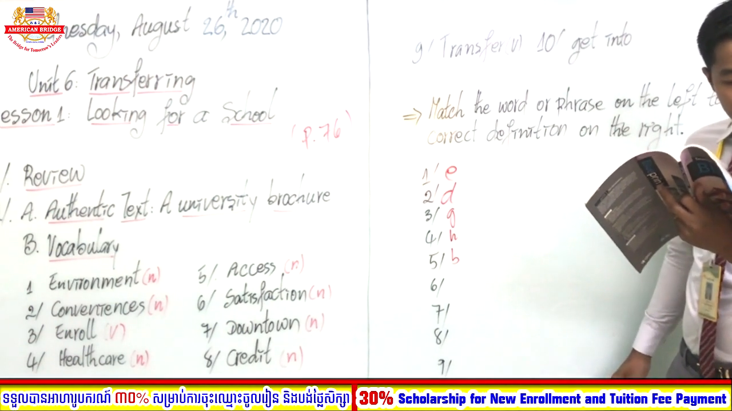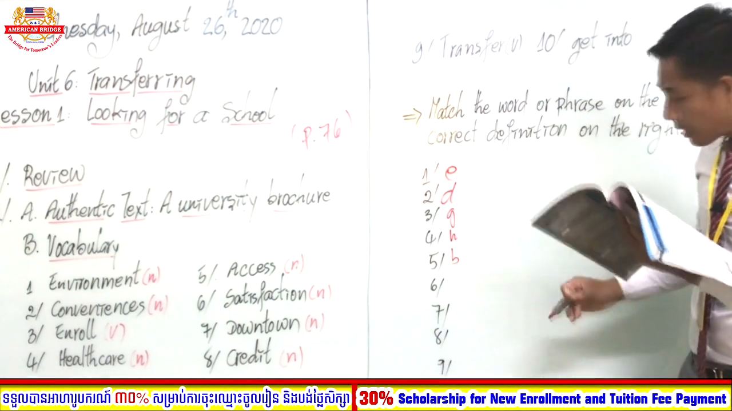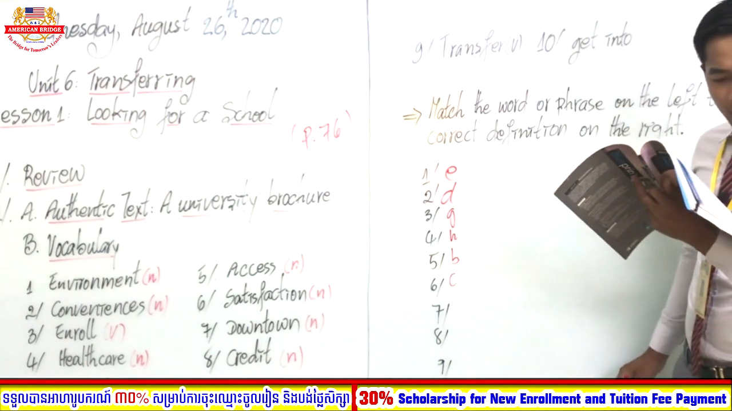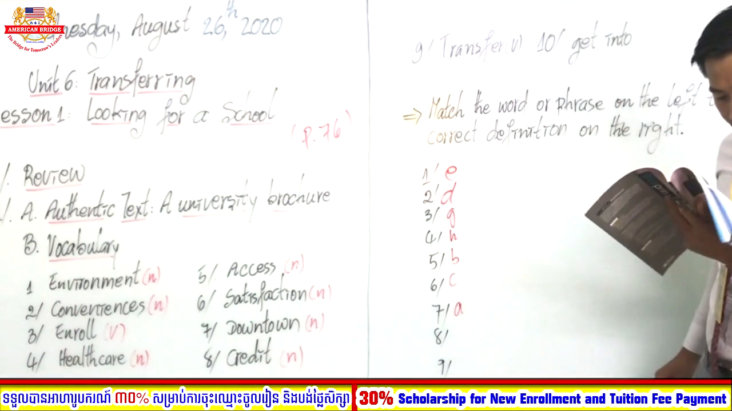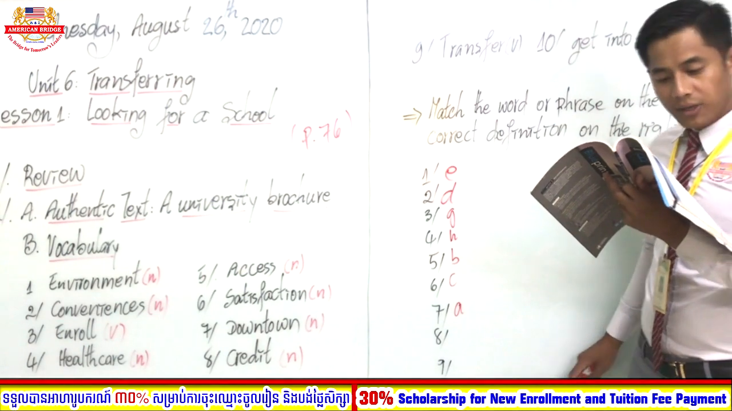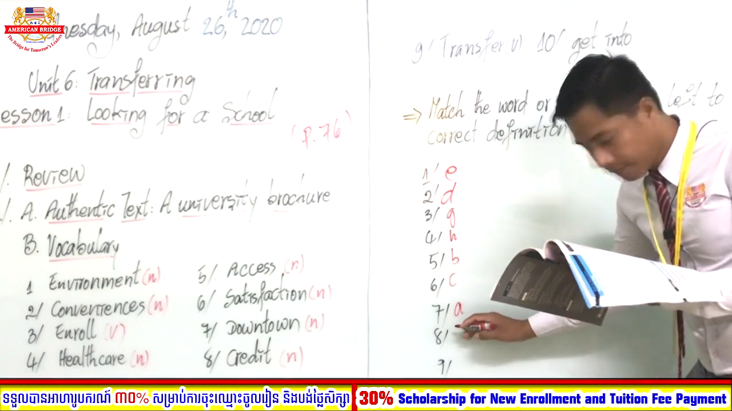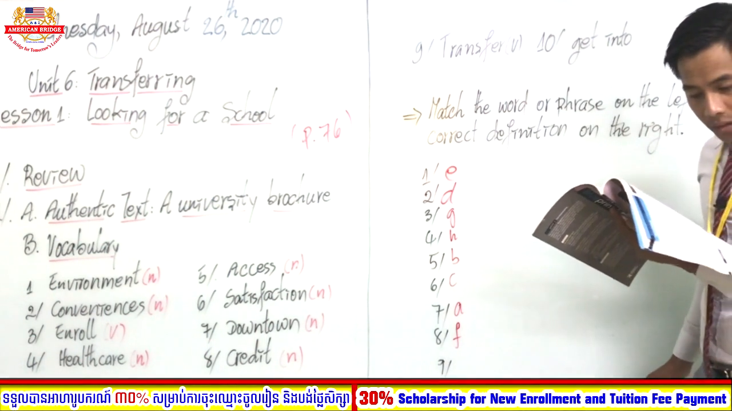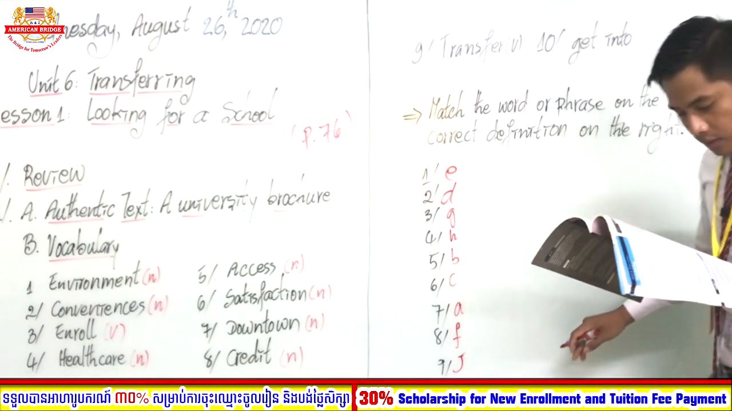And number 6, satisfaction, a happy feeling. So with the letter C. Okay. 7th, downtown, the center of the city. So with the letter A. And 8, credit. Credit, we talk about a unit of study as part of a degree or course. So with the letter F. And 9, transfer, to move. So with the letter J. Okay, with the letter J.